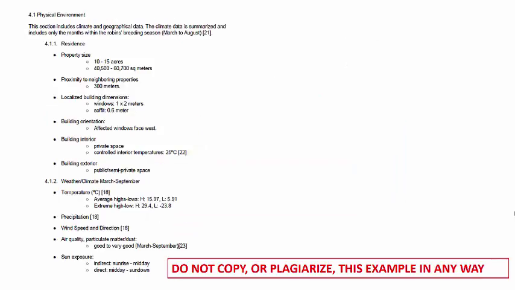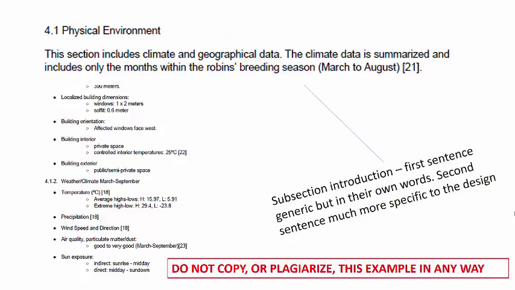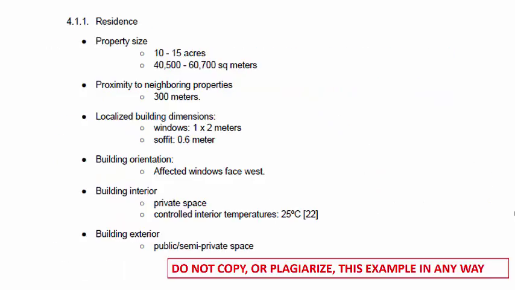Here's the physical environment. This is a subsection, and again, they don't go from one heading to a subheading without a little bit of information. This information is, again, a good attempt to write a good introduction. The first sentence is a bit generic, but at least they've put it in their own words. The second sentence is much more specific to the design. Here is the property itself. I don't really have very much to say about it. They've given all of the information that they possibly can to describe the space that they're working with.